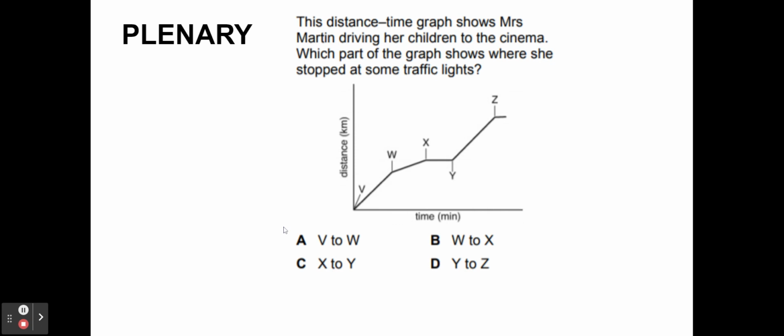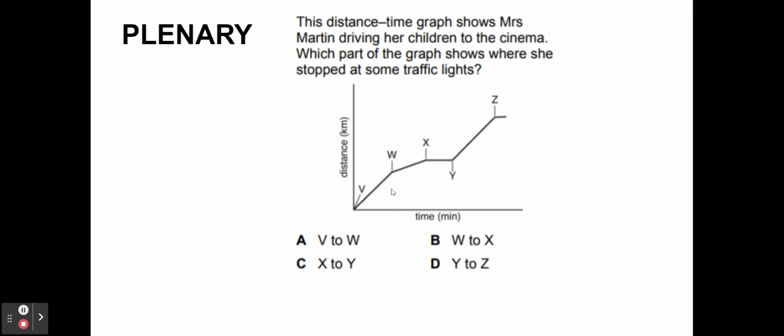So finally then, a little practice for you. Have a look at this question and see if you can work out what the correct answer is. Pause the video and I'll tell you the answer in a second. Okay, have you had a chance to think about it? So which part of the graph shows where the person is stopped? And that would be X to Y.